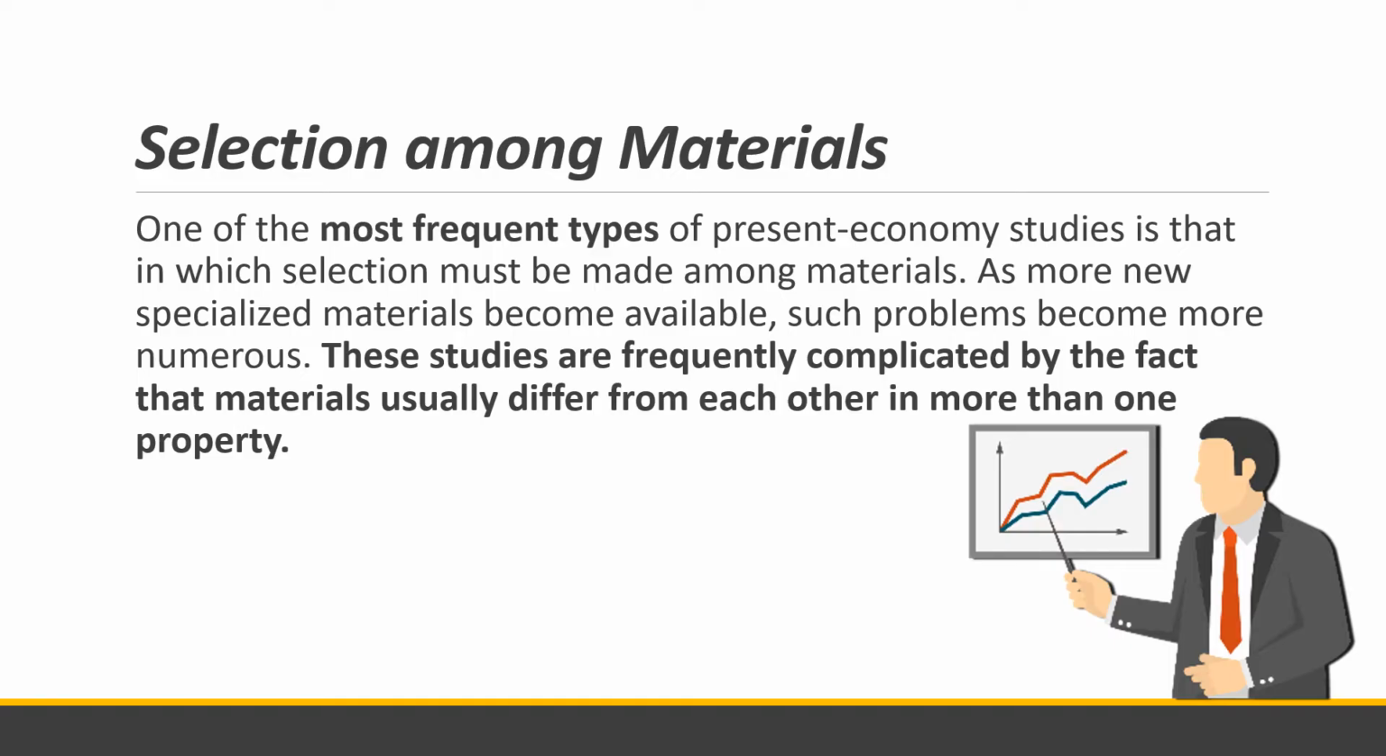These studies are frequently complicated by the fact that materials usually differ from each other in more than one property. For example, in a machine, each material could differ in production, amount produced, and speed of production. So there can be differences on one or more factors.